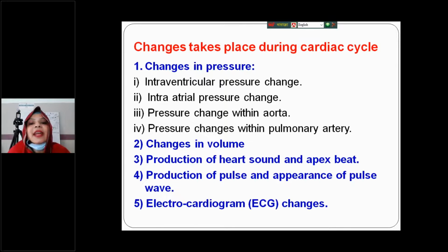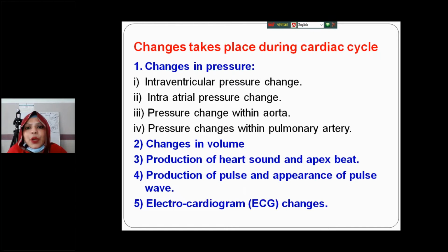Okay, please write down this question. This is an important written question. What are the changes that take place during the cardiac cycle? First, changes in pressure, that is, changes in intraventricular pressure, intra-atrial pressure, and pressure changes within the aorta and the pulmonary artery. Number two, volume changes. Number three, production of heart sound and apex beat. Number four, production of pulse and appearance of the pulse wave. Number five, electrocardiogram changes, that is, ECG change. So there are five changes during the cardiac cycle.